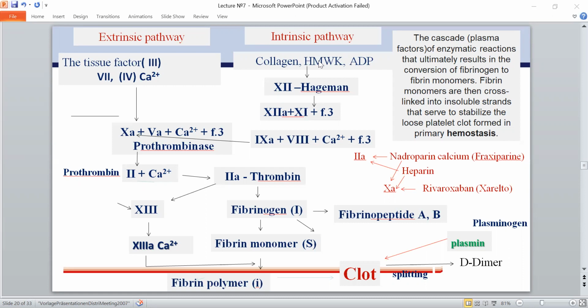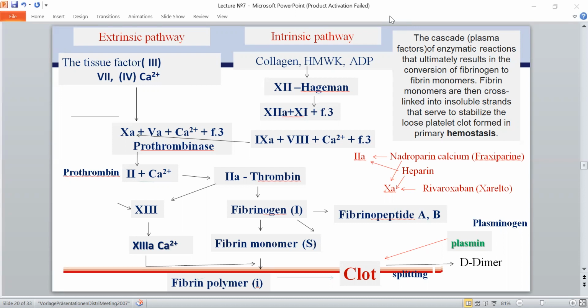the intrinsic pathway. The intrinsic pathway works when there is damage inside the vessels, to the endothelium cells of the vessels, activating inductors such as collagen and ATP, and activating the cascade of plasma factors. The cascade of plasma factors involves enzymatic reactions that ultimately result in the conversion of fibrinogen to fibrin monomers. Fibrin monomers are then cross-linked into insoluble strands that serve to stabilize the loose platelet clot formed in primary hemostasis.